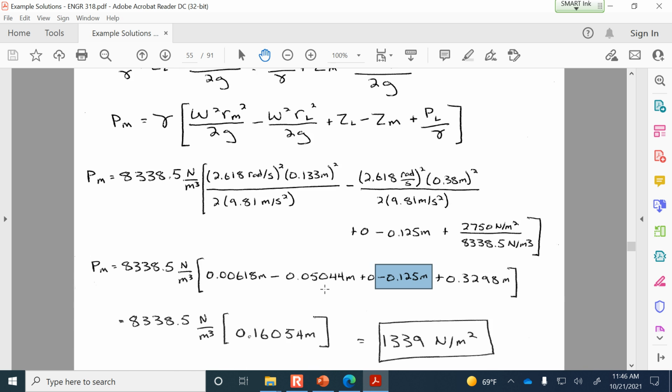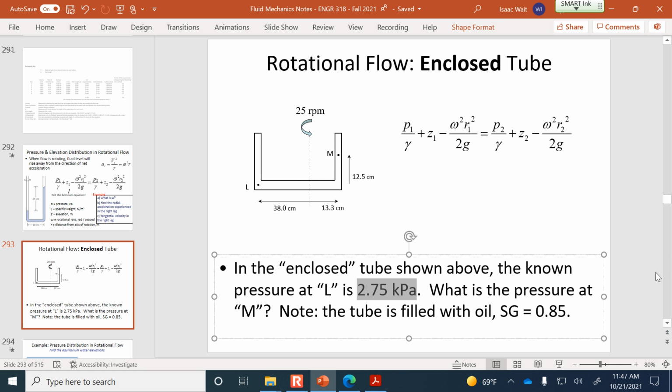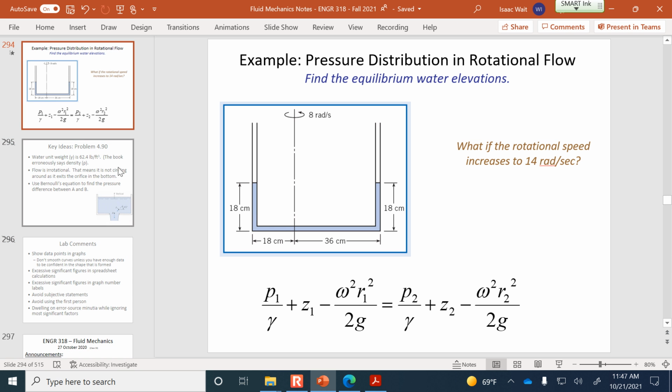So all in all, the pressure that you calculate should be 1339 newtons per meter squared. That will be the pressure at location M. Any questions about the steps you went through to calculate this pressure? All right. Let's do one more example.